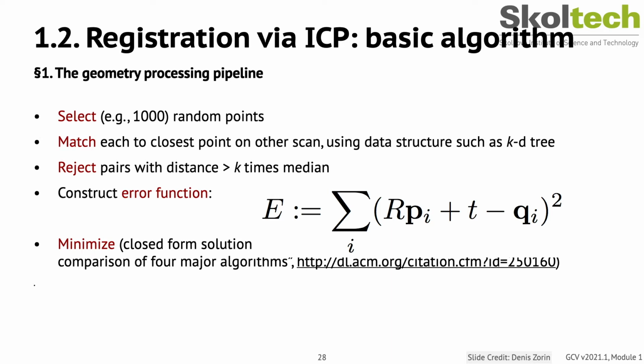Variants of ICP vary by performing each of these steps a bit differently. For example, for the selection of points, the following strategies have been proposed. One can either always select all available points, subsample them uniformly or randomly, select points with high intensity gradient, or select points in different shapes differently.